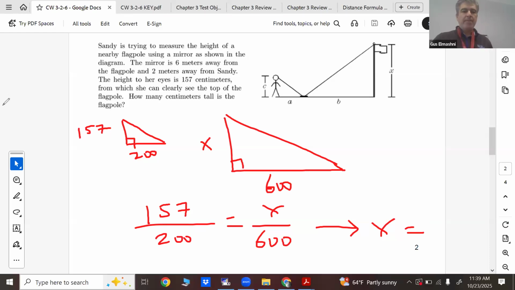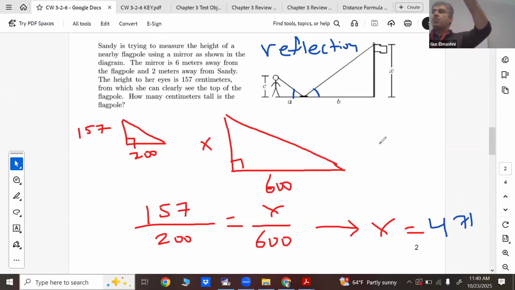Oh, by the way, this is the assumption we had to make. Those are the same angle because of reflection, because you're looking at the shadows. We had to assume those two things are the same because of reflection. Because you look at the person's shadow or the mirror, that angle of reflection is the same as the flagpole. So you have to assume the same angle between those two.